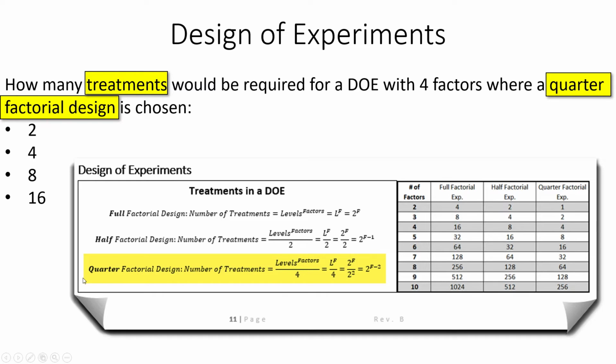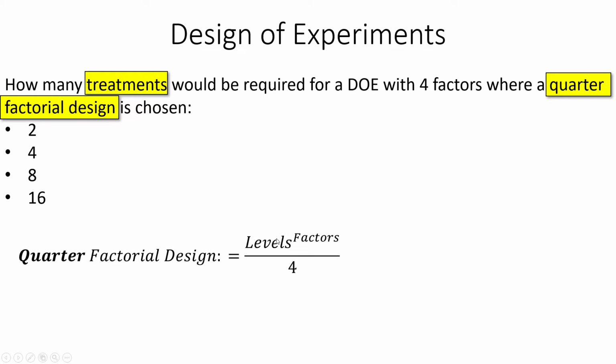So let's take our equation, quarter factorial design, and let's actually work the math. So the number of treatments for a quarter factorial design is equal to, we've got 4 in the denominator, and then in the numerator here, we take our levels and we raise them to the factors. Now, if you look at this problem statement, you're not told how many levels are associated with your DOE. For the Greenbelt exam or even for the CQ exam, it's assumed that you're doing a 2-level experiment. 3-level experiments and 4-level experiments are outside the body of knowledge. So if you are doing a DOE problem on the Greenbelt exam, if you're not explicitly given the number of levels, assume it is a 2-level experiment.